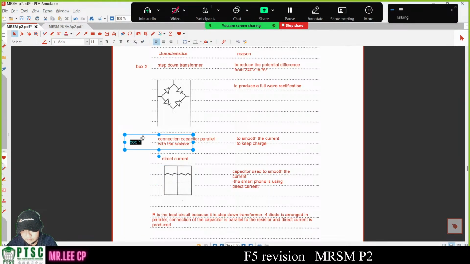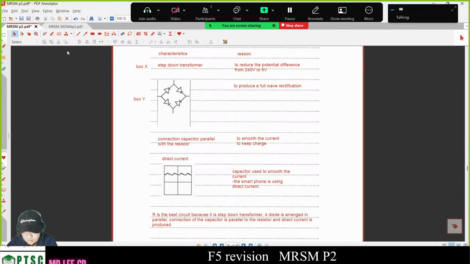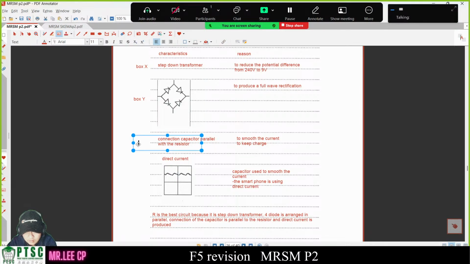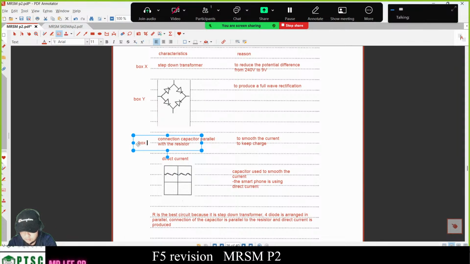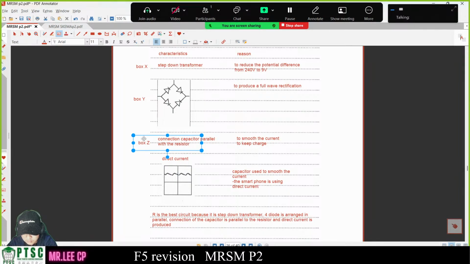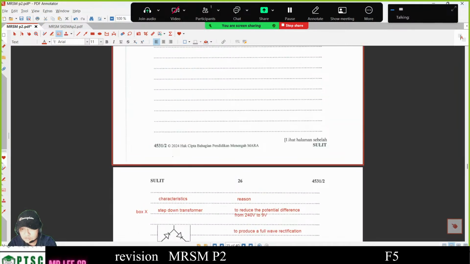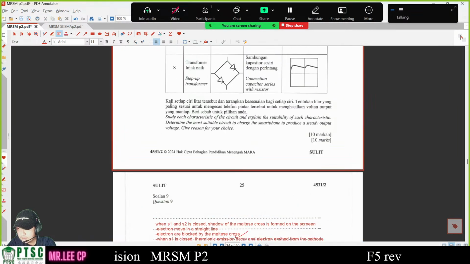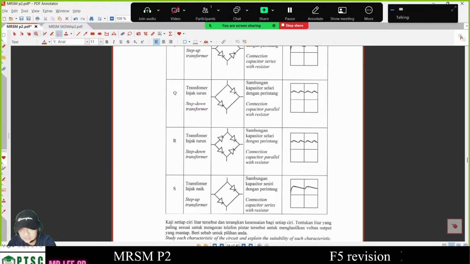Why it is here. Last one, it is here, the output wave on the CRO.